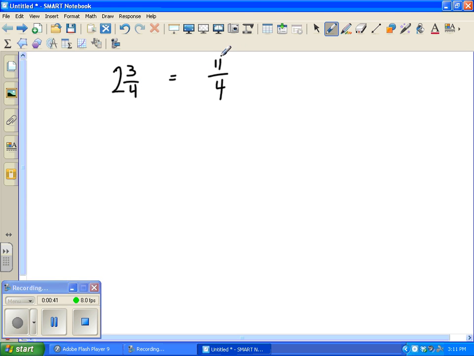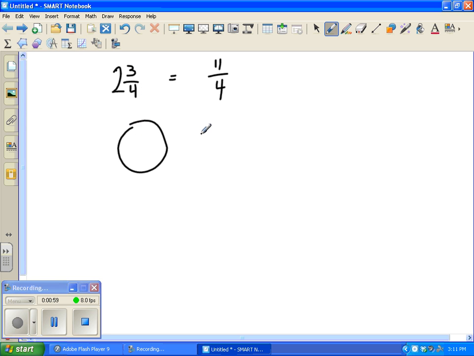Okay. When you have your numerator larger than your denominator, it's considered to be an improper fraction. That means there's a better way to say this. And the better way to say this is 2 wholes and 3/4 of another whole, 2 3/4. So I'm going to show you why.